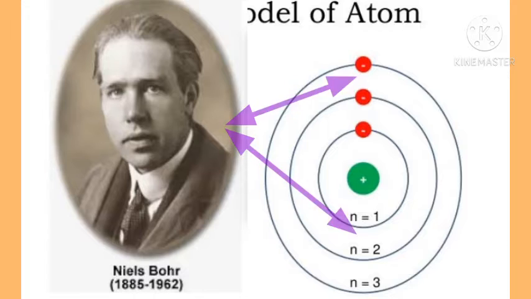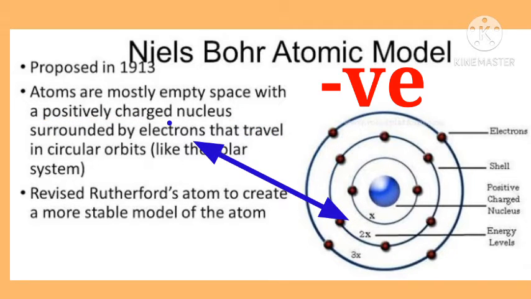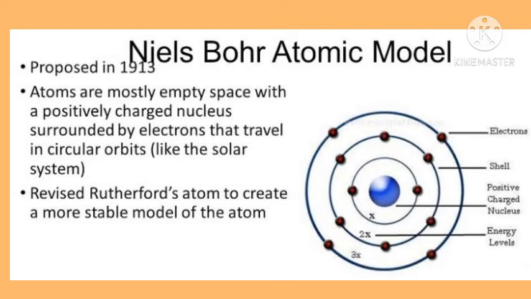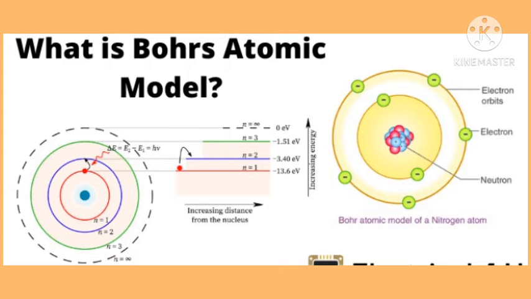So Bohr's model consists of a small nucleus, which is positively charged, surrounded by negative electrons moving around the nucleus in orbits. Bohr found that an electron located away from the nucleus has more energy, and an electron close to the nucleus has less energy. So here are the postulates of Bohr's model of an atom as follows.